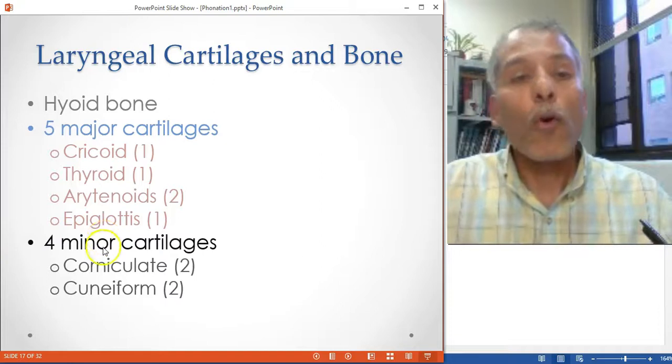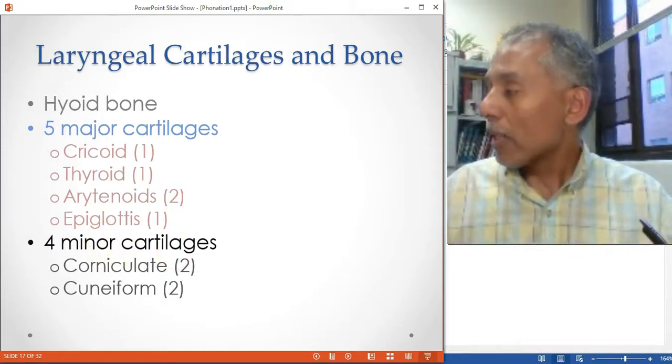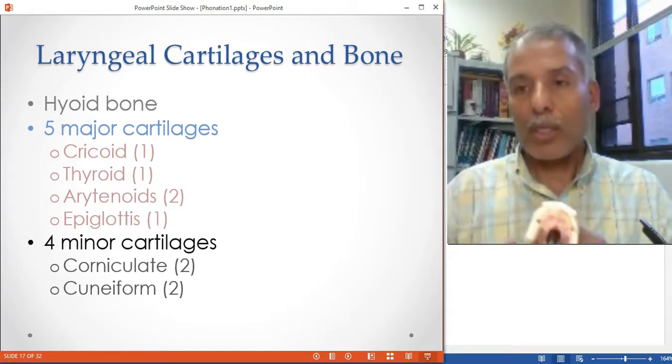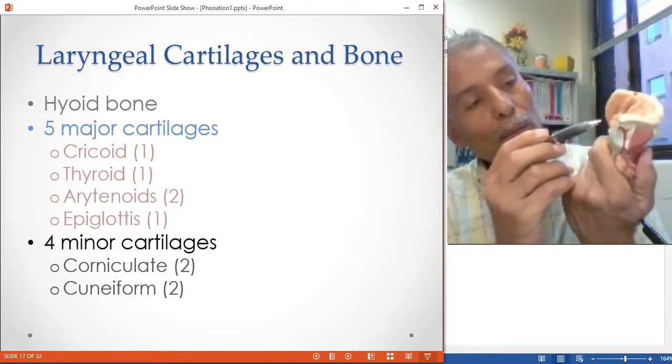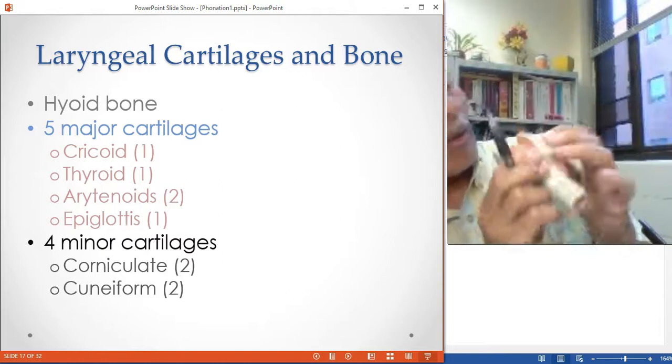And then we have 4 minor cartilages, 2 pairs, basically. We have the corniculate cartilage. You could see them here. There's one. See, we have, one second.